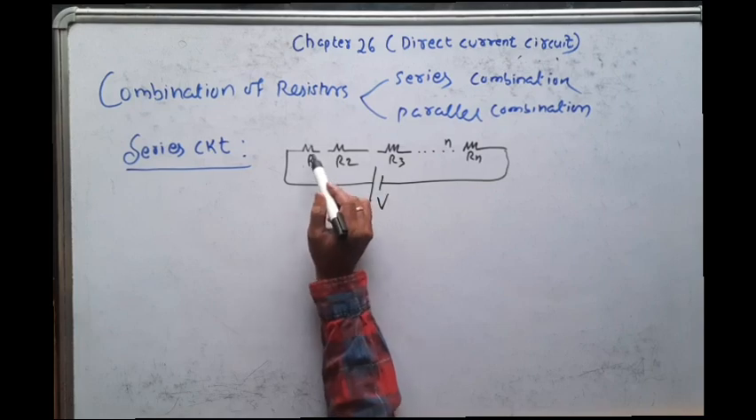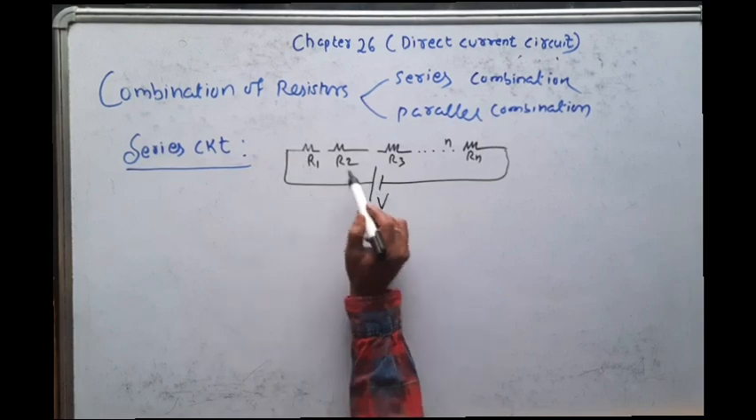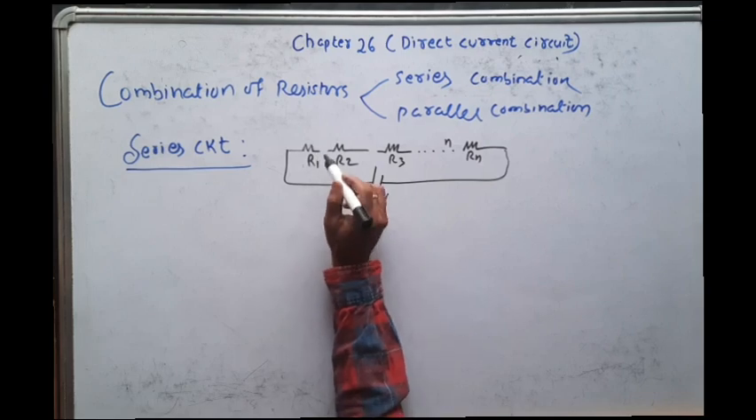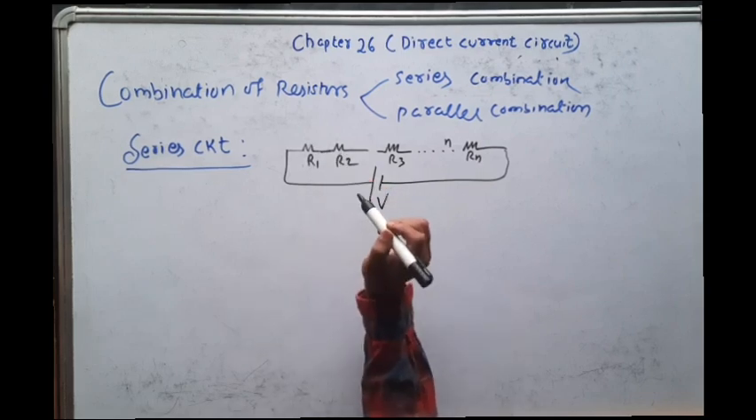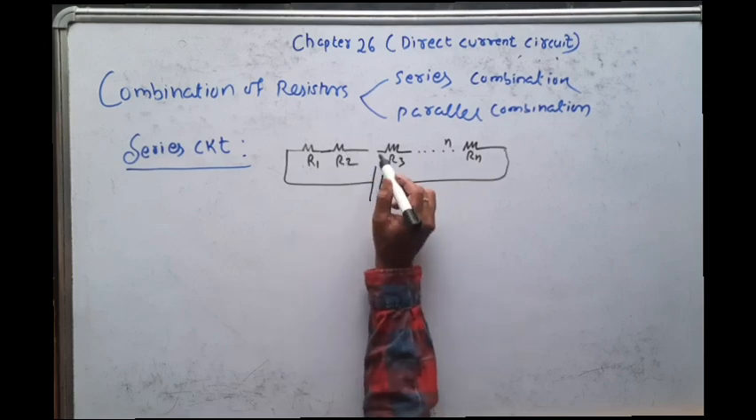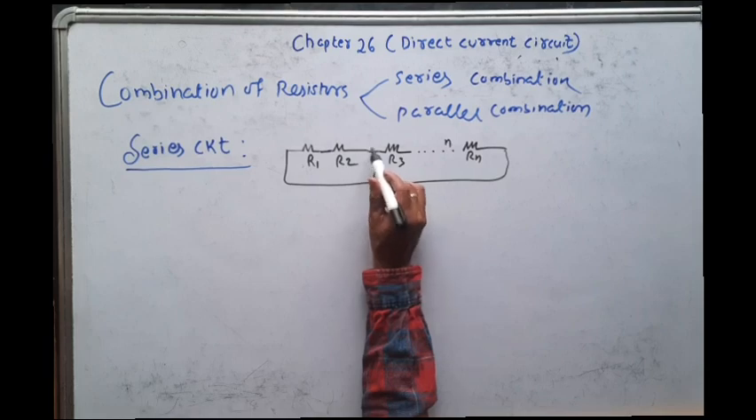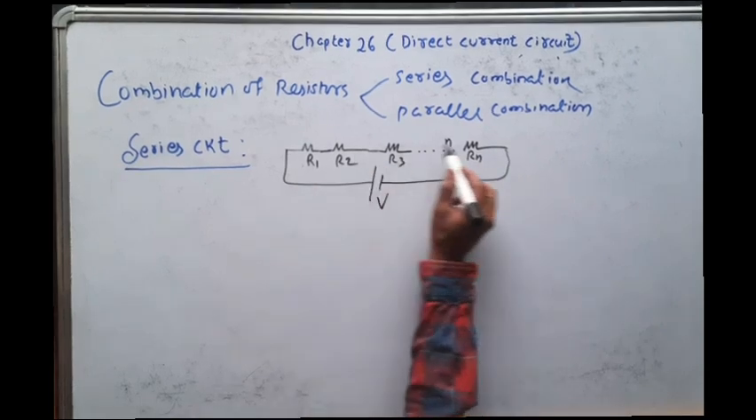Now you see, the first end of this resistor is connected to the voltage source. The second end of the resistor is connected to the first end of the second resistor. And the second terminal of the second resistor is connected to the first end of the third resistor. In this way, we can connect in series.